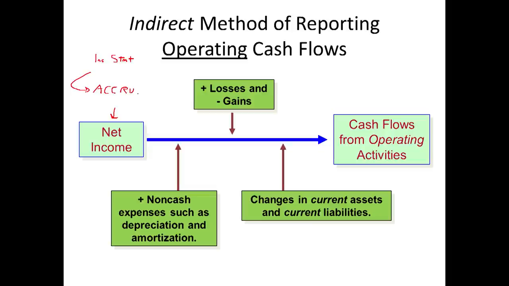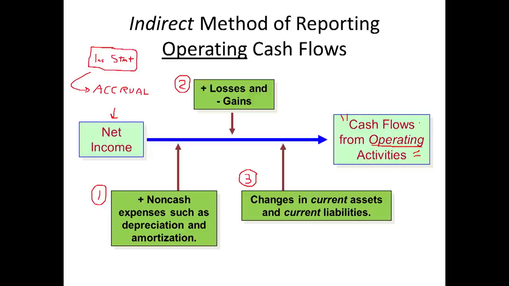Okay? So what we are going to do, we have this net income number that we pulled off of the income statement, which was prepared on the accrual basis. We are going to do three sets of changes to that number. Okay? The first thing we're going to do is deal with our non-cash expenses. Then we're going to deal with our losses and gains. And then we're going to deal with our changes in our current assets and current liabilities. Now, once we do these three things to it, we're going to get a new number, and that will be our cash flows from operating activities.